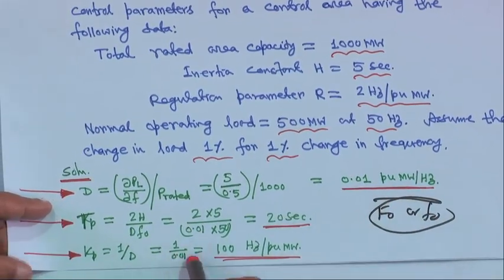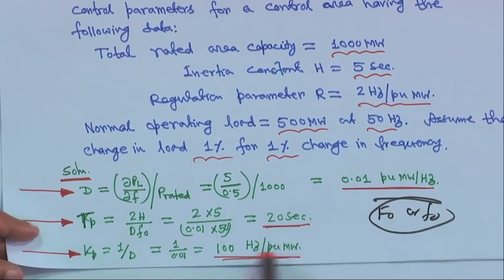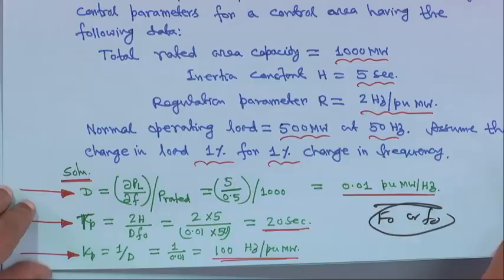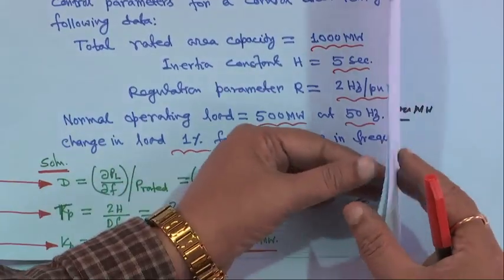So it is your 100 hertz per unit megawatt, that is your Kp, right? So these problems are very simple, you can easily do it.